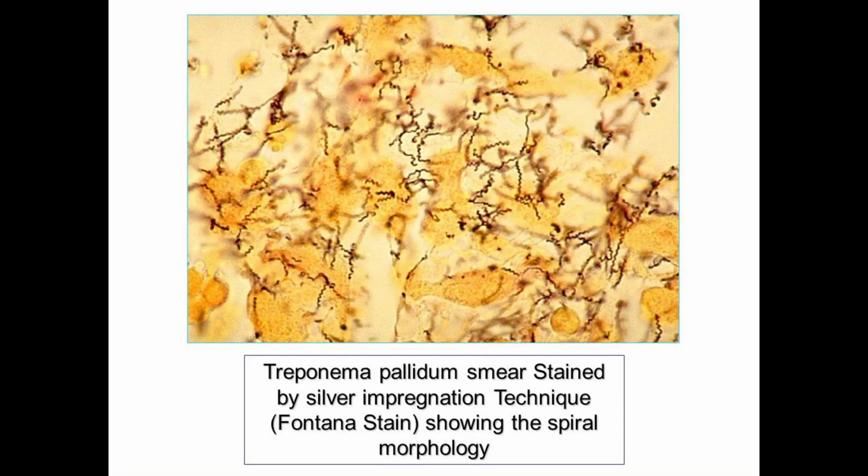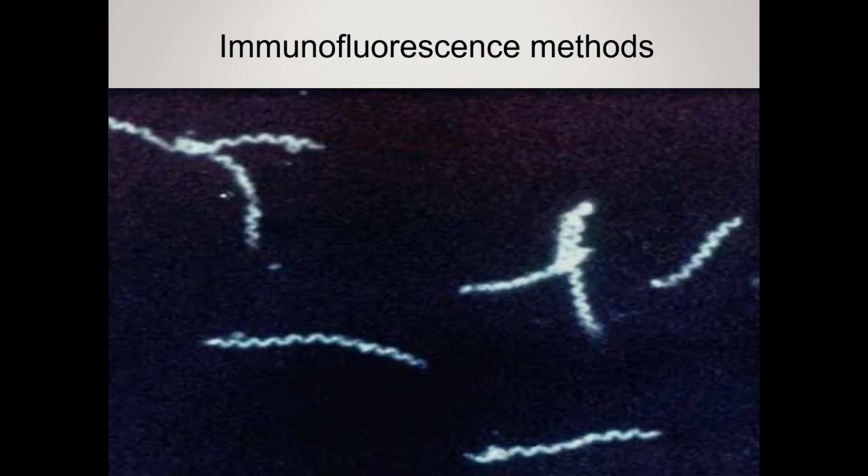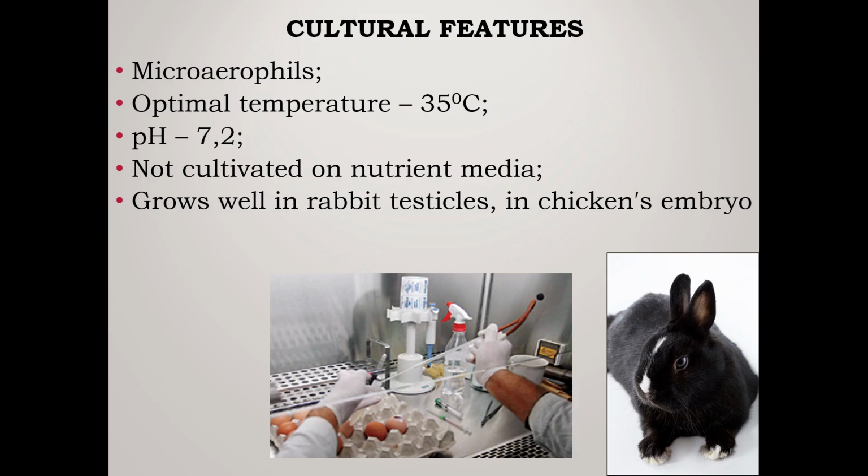On this slide you can see a Treponema pallidum smear stained by the silver impregnation technique, Fontana stain, showing the spiral morphology. This is a method to study Treponema pallidum. With immunofluorescence methods on dark field, you can see colorless spiral forms of the microorganism.